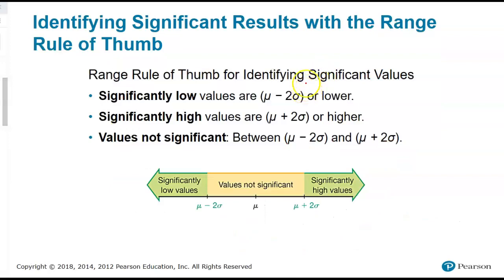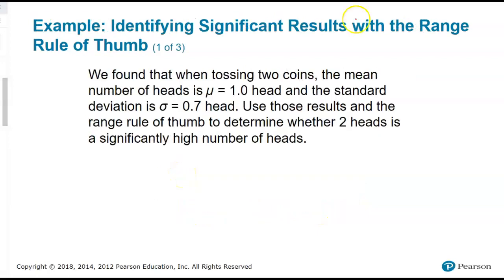Okay, we can still use this range rule of thumb to determine if something is a significant value, if it's significantly low or significantly high. And that still goes back to that mean plus 2 standard deviations. So like looking at the coin example that we started talking about, we found that the mean was 1 and the standard deviation is 0.7.